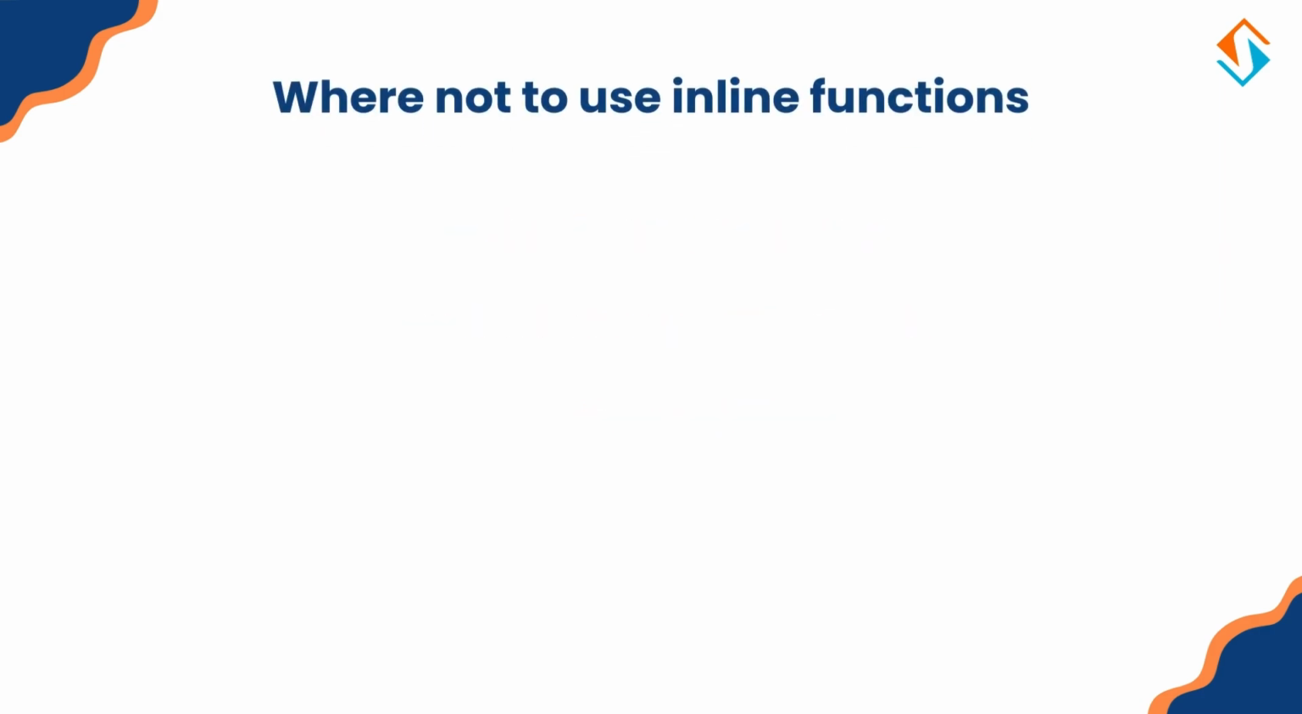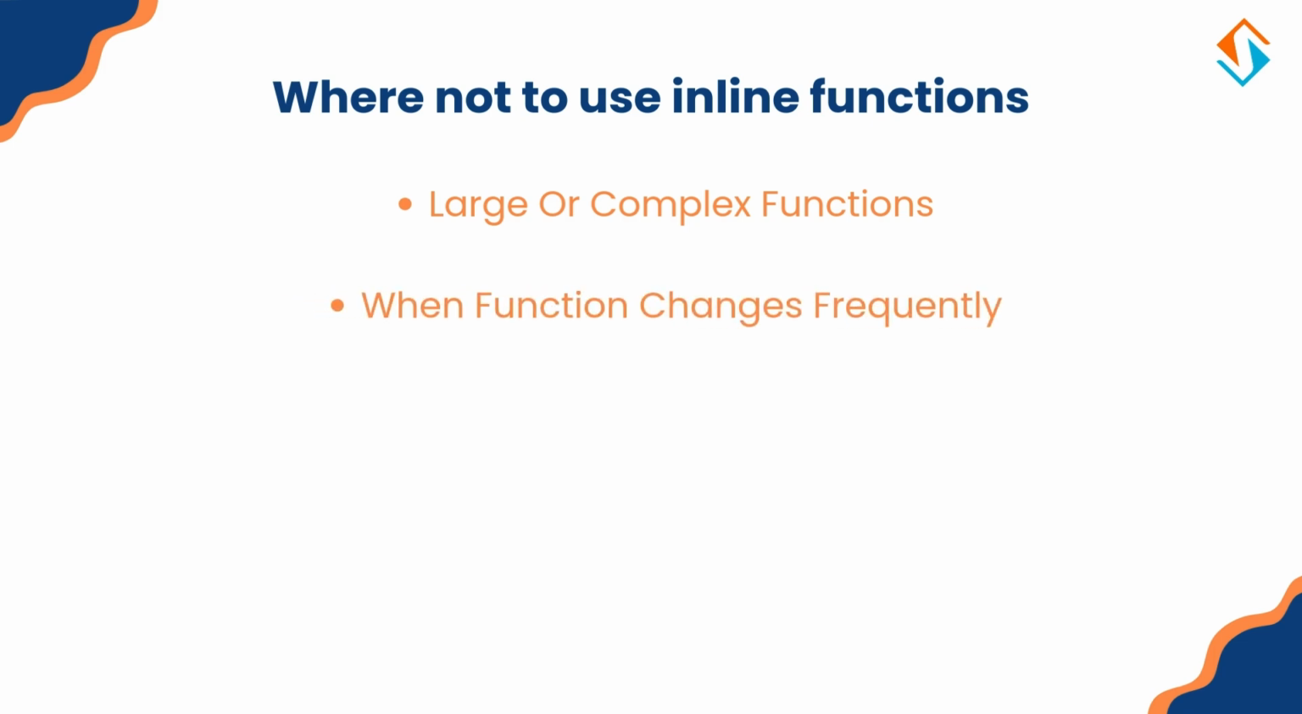There are times when you should avoid inline functions. First, large or complex functions. If a function is too large, inlining it will bloat your code and increase the size of your executable, which can actually hurt performance. Second, when the function changes frequently. If you frequently update the function, you'll have to recompile all the files that use it, since the inline code gets copied everywhere it's called. Third, recursive functions. Inline functions and recursion don't mix well. Most compilers ignore the inline keyword for recursive functions to avoid infinite inlining loops.